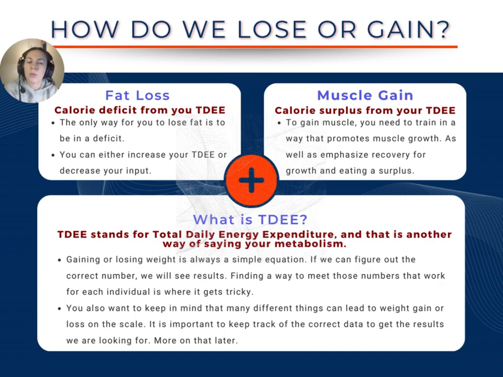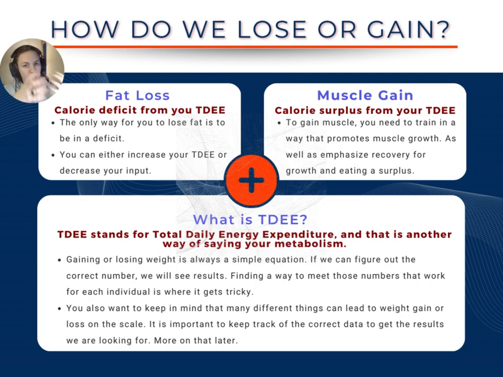So, when we're talking about either fat loss or muscle gain, it's going to come down to the same equation. And that's always going to come down to your TDEE, which is your total daily energy expenditure. I'm going to have a little bit more on that on the next slide. But I just want to say a few important things: if you're trying to lose fat, there's really only one way you can do it. The only way you can do it is through a deficit from your total daily energy expenditure.